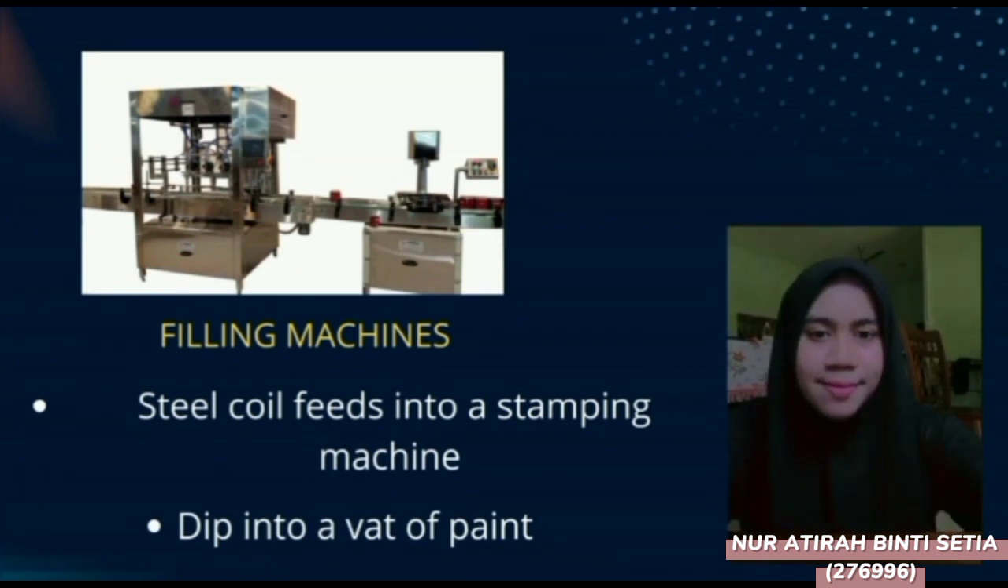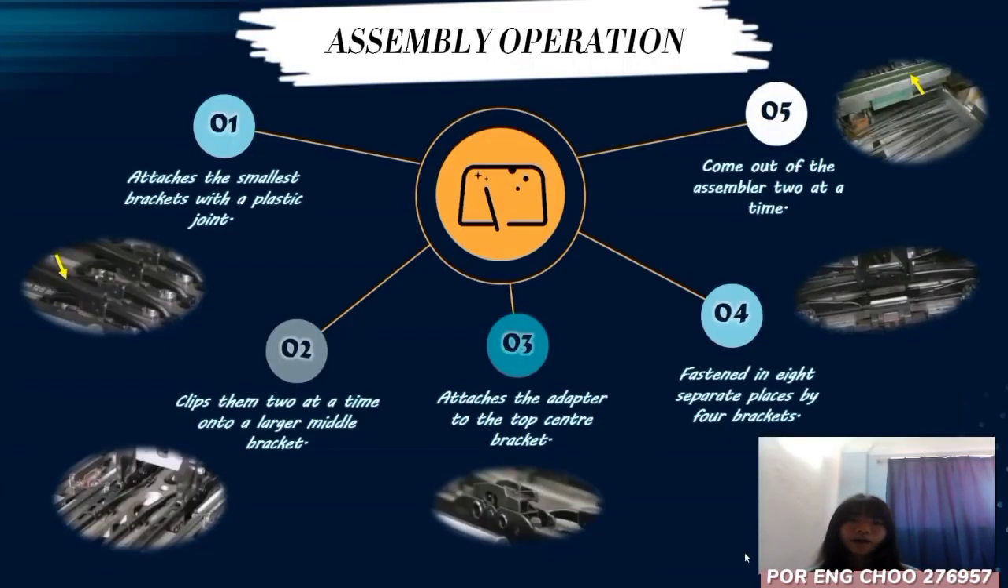Thank you, Tira. So now for my part, I will explain about the assembly operation for the wiper blade. So once the components are ready like blades, brackets, and so on, the next step that needs to be done is the assembly operation. It is a fully automated process run by machine. First, the machine attaches the smallest bracket with a plastic joint. Second, it clips them two at a time onto a larger middle bracket. Third, the adapter is attached to the top center bracket. The aim is to make it easier to connect the wiper to a variety of wiper arms.